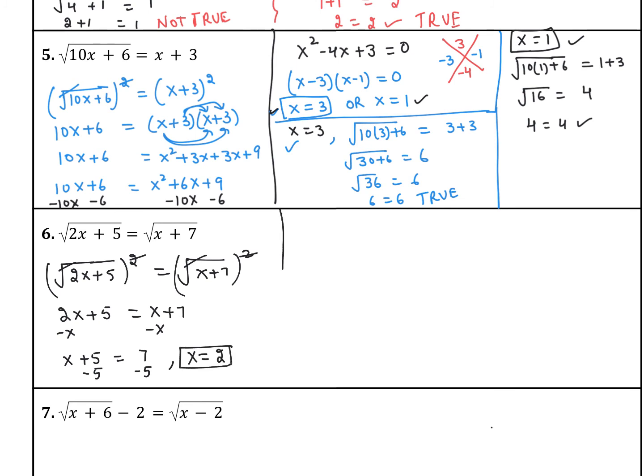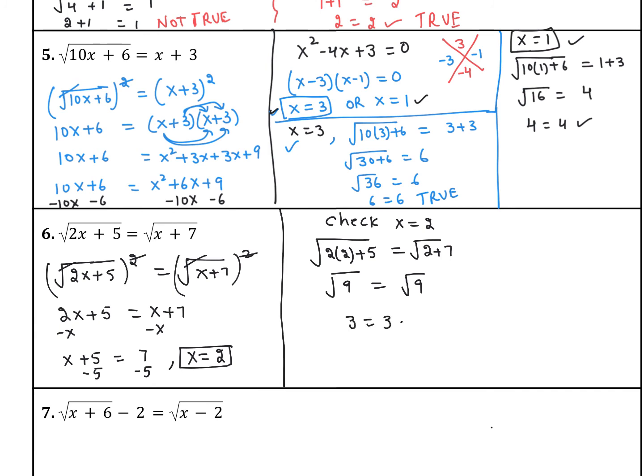Now you're going to check if this is a right answer by plugging it into the given equation. So 2 times 2 plus 5 equals 2 plus 7. So this is going to be 9. Square root of 9 equals square root of 9. So 3 equals 3, which is true. So it means x equals 2 is our solution.